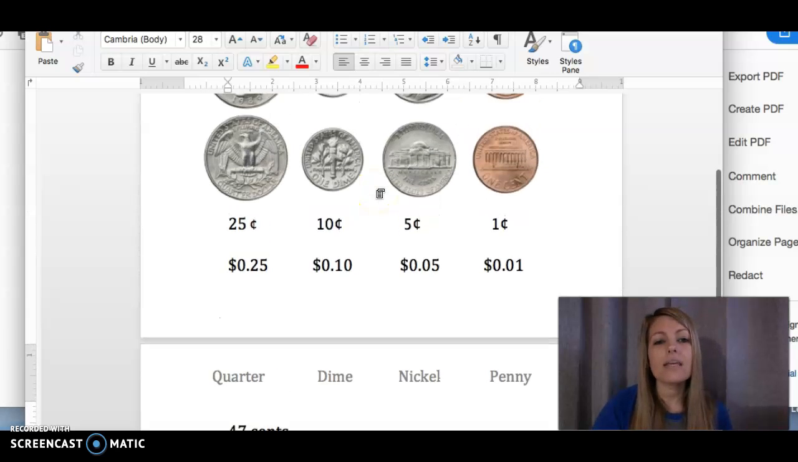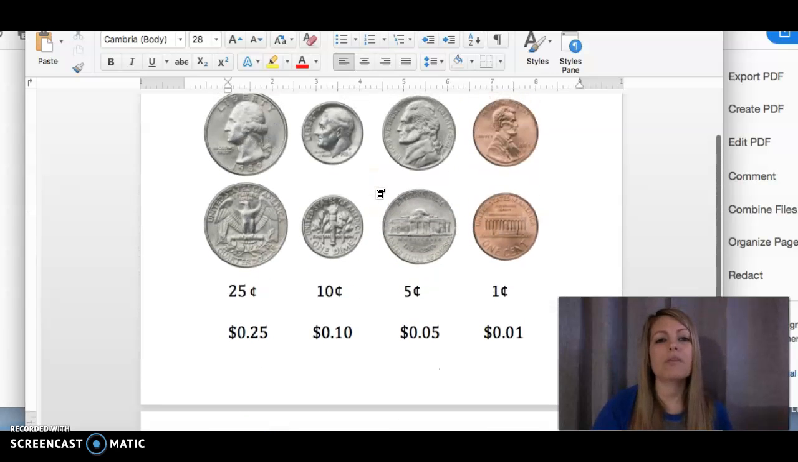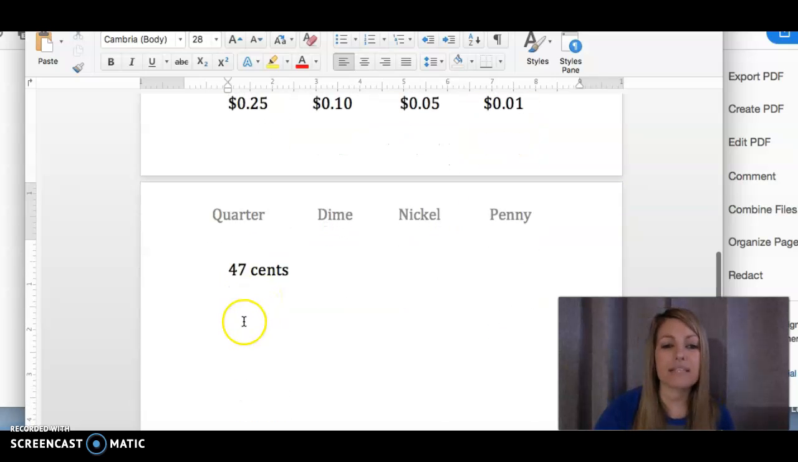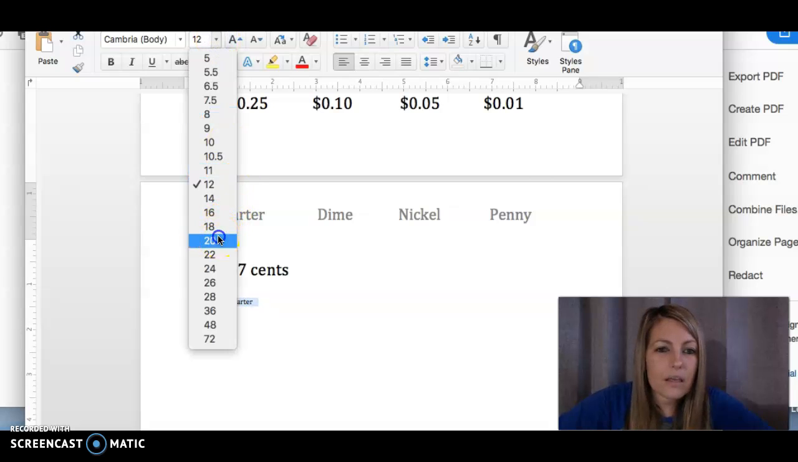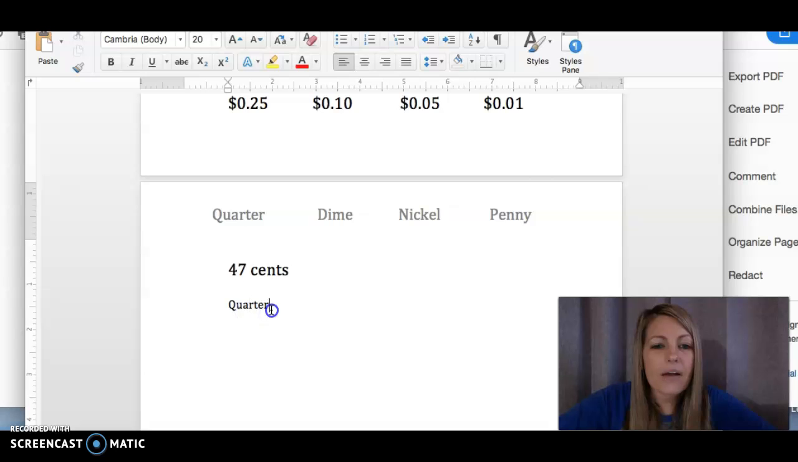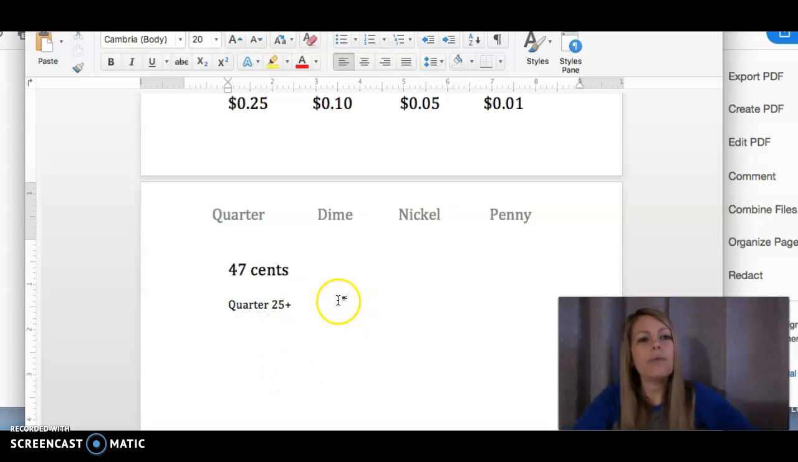Well, I always think the easiest way to make it is by starting out with those big coins. That's a quarter, right? Quarter's the biggest in size, and it's the biggest in value. It's worth the most. It's worth 25 cents. So I'm going to start by using a quarter. And that quarter is going to be worth 25 cents. Okay, what can we add to the quarter to get up to 47 cents? Well, I'm going to add a dime.